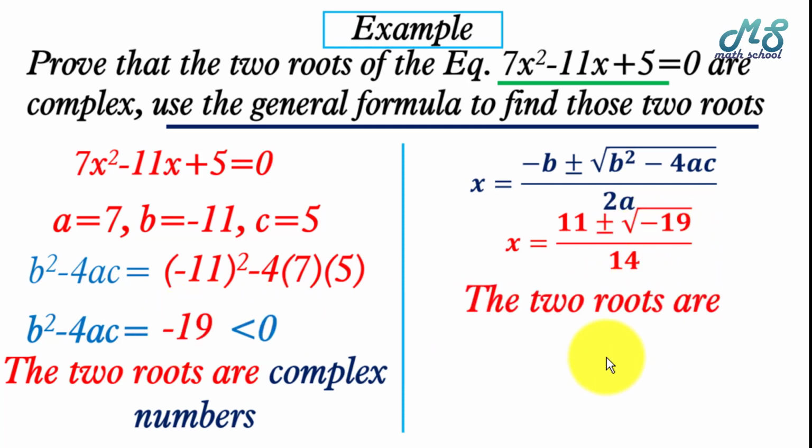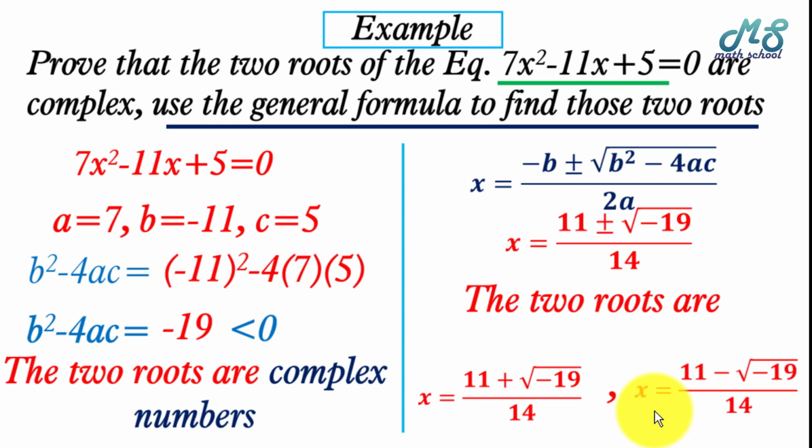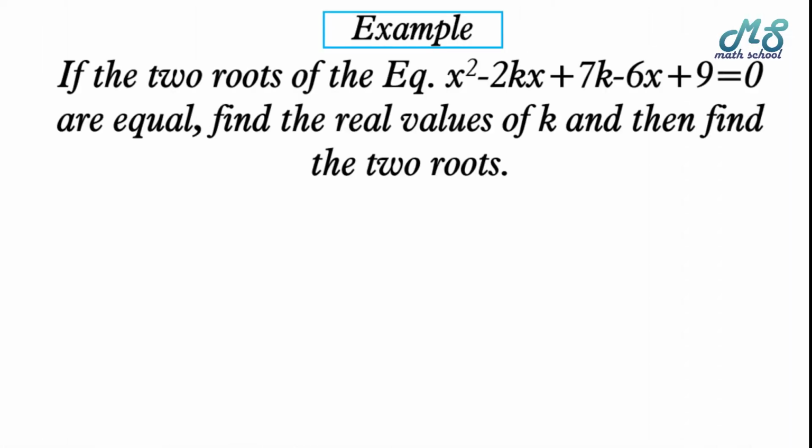Now guys, the two roots, we can write it x equals 11 plus root negative 19 over 14, and the other root, it will be x equals 11 minus root negative 19 over 14. Let's have another example. If the two roots of the equation x squared minus 2kx plus 7k minus 6x plus 9 equals 0 are equal, find the real values of k and then find the two roots.